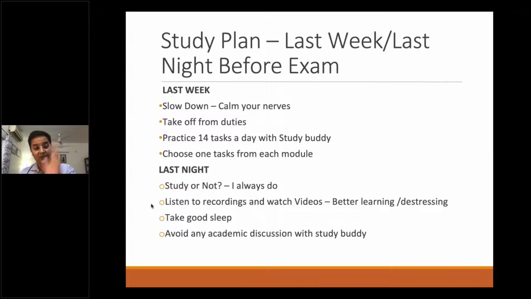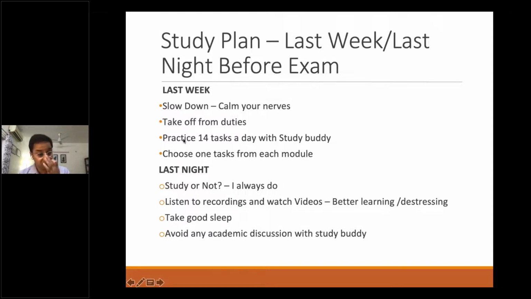As you go, you prepare, and when you reach the last week, I would say slow down. Don't step up your preparation. It will calm your nerves, because this exam is very, very stressful. It's your nerves which are going to get you failed. So if you're able to calm yourself, slow down in the last week. Take off. I didn't take off from my duties, but I was able to manage more hours. So if you're working at a junior level, take off at least the last 1 week. And instead of reading a lot, start practicing 14 tasks a day with your study partner, and choose one task from each module. So in the last 7 days, practice 14 tasks every day.